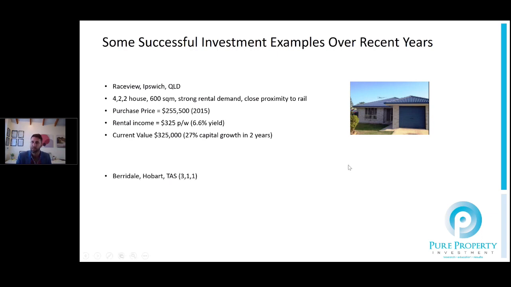It's a very simple property, as you can see in the picture, to understand and very low as far as maintenance is concerned, and it's had some good growth over the last 3 years, and I think we'll see some good sustained growth over the next 3 to 5 years as well.